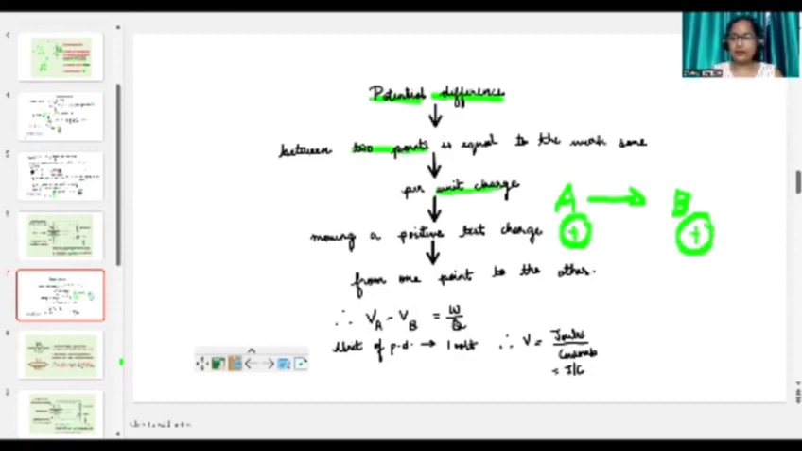Okay. So, what we can write? VA minus VB is equal to W by Q. Okay. But the units of potential and potential difference are the same. So, what we can write? V is equal to joule by coulomb. Okay.